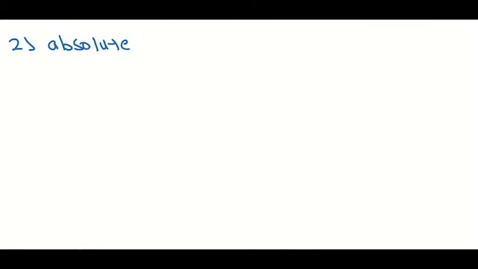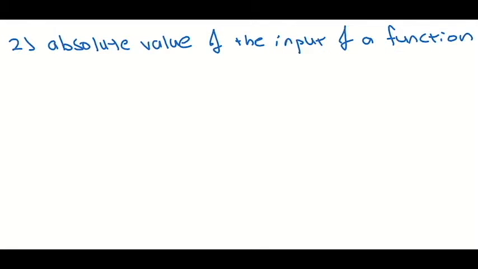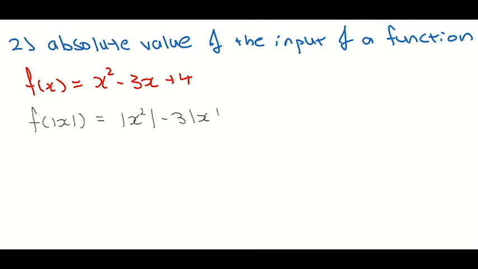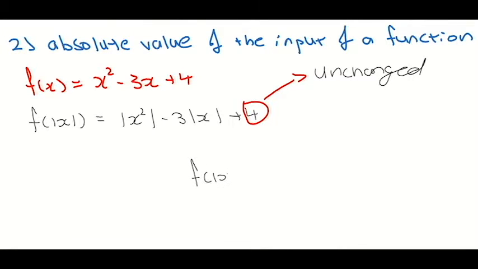Two, when the absolute value of the input of a function is asked. For example, if f of x equals x squared minus 3x plus 4, when the input of x is absoluted, the function becomes the absolute value of x squared minus 3 times the absolute value of x plus 4. Notice how the 4 remains the same because it's not a function of x.